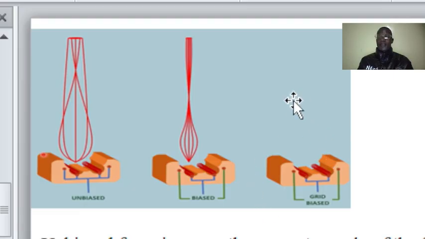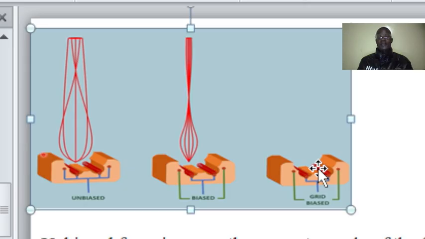Now we have the third type of bias, the grid bias. In the grid bias, the cup is made so electronegative, to the extent that it doesn't allow any electron to move out of the filament. The electrons are subdued at this point. They don't move out, and therefore there's nothing that is going to happen. There is no production of X-ray in this case, because the electrons are not moving towards the target.